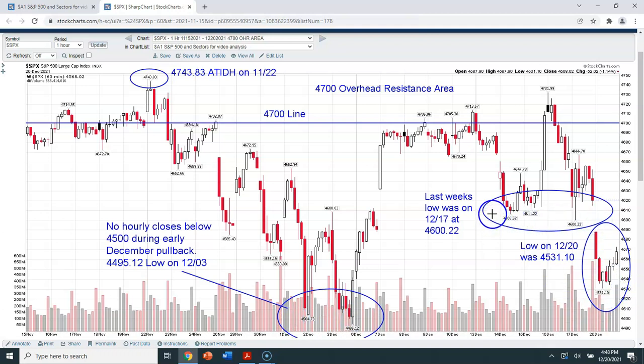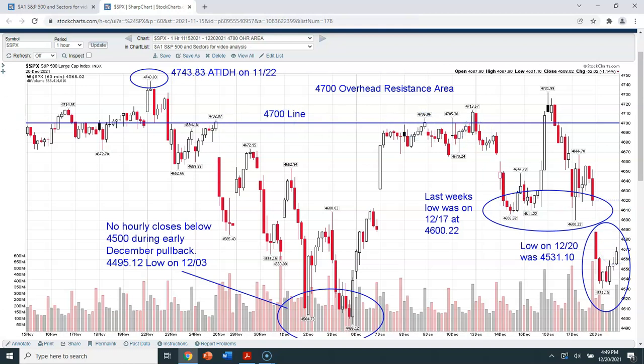We will want to keep our eye on 4,600 because that could provide some overhead resistance. Not a lot, right? There wasn't a ton of trading right there, but 4,600 could provide a little overhead resistance once we try to get back up through that, which could happen in the next day or two.